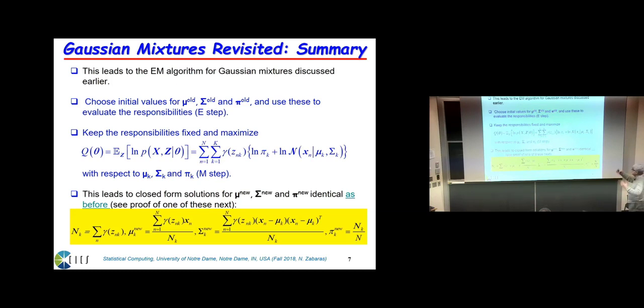So you need to start, for example, from some values. And then what you need to do is compute the responsibilities. In the M step, once you have the responsibilities, you compute this expected joint log likelihood that looks like that. And then you optimize this with respect to the remaining parameters, which is pk, mu k, and sigma k.